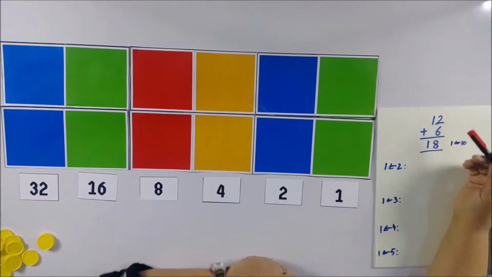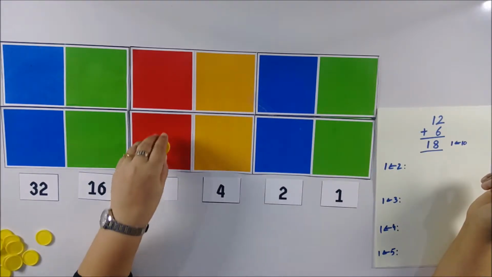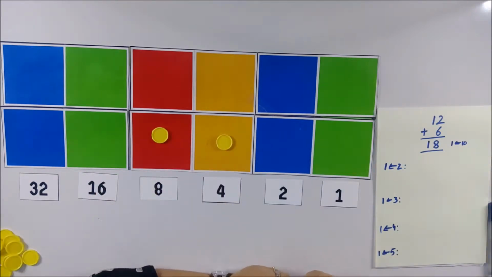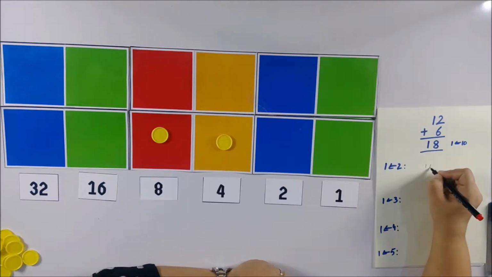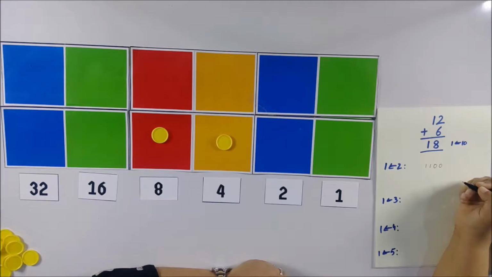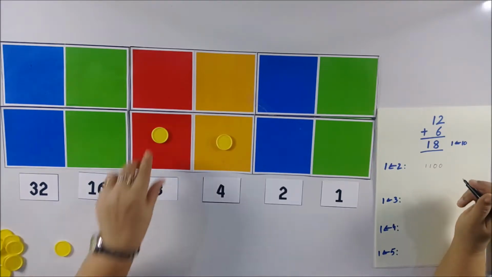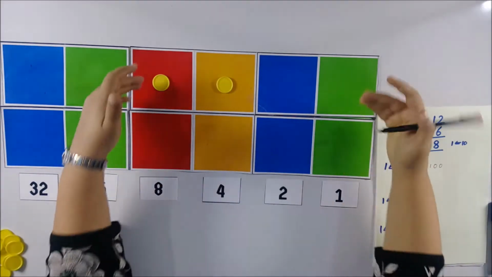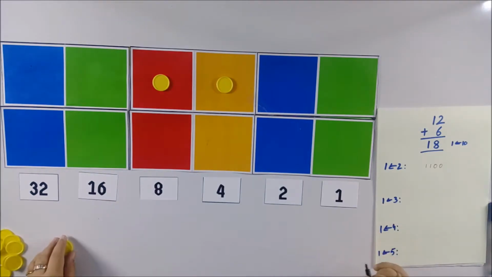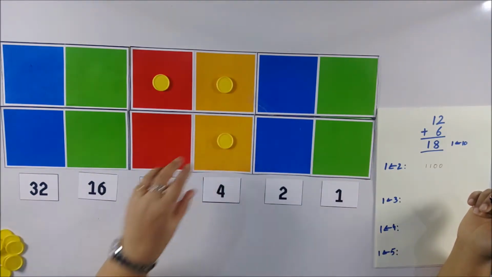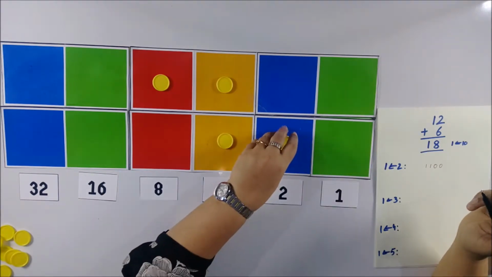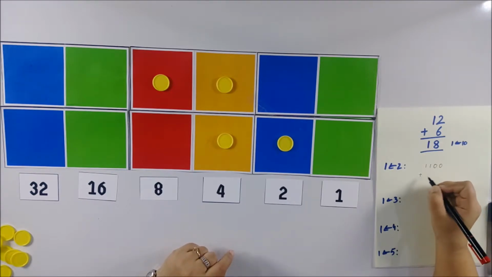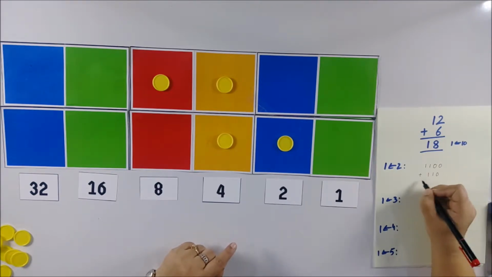So let's see what the code for 12 is. We take out 8, we're left with 4, we take out 4, we're left with 0. So the code for 12 is 1 1 0 0. Okay, and this is my top number for this area and the bottom number for this area. And how would I write 6? So 6, take out 4 and take out 2. So this is my code for 6, which is 1 1 0.